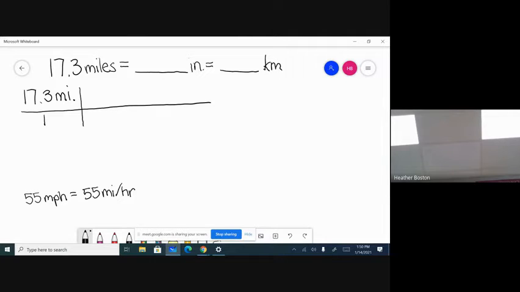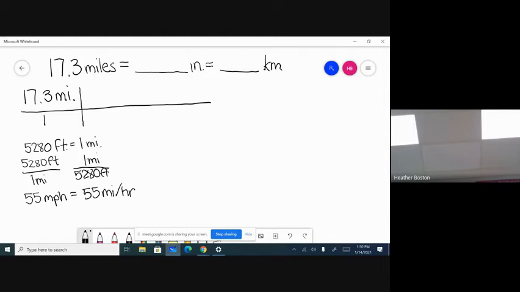So you see the equivalency statement that we're looking for says 5,280 feet is equal to 1 mile. Remember that when we are given equivalency statements, we can turn them into conversion factors. 5,280 feet in 1 mile, or 1 mile in 5,280 feet.